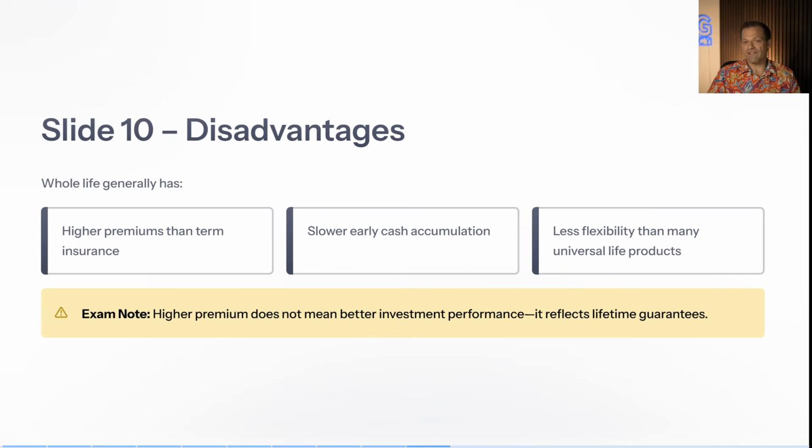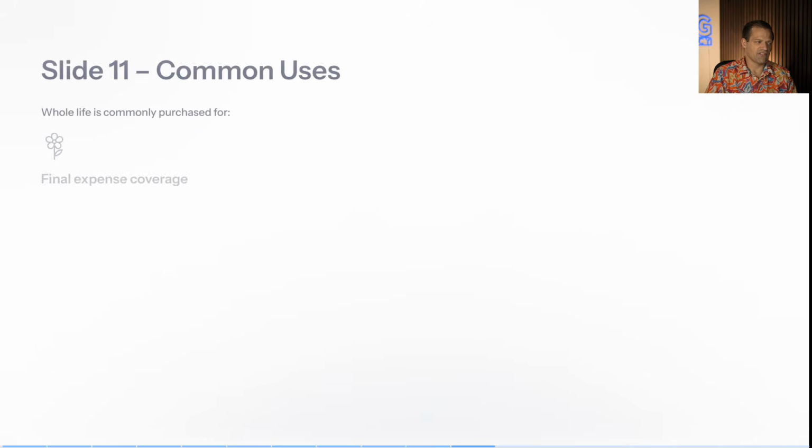Slower early cash value accumulation. It takes a while to build up cash value. It's a long-term play. I wouldn't suggest it being a short-term thing, okay? And there's less flexibility than what you'll discover shortly about universal life products. Universal life allows for some level of flexibility, whereas whole life doesn't. But understand, very important for the exam, higher premium does not mean a better investment performance. It just reflects the lifetime guarantees.